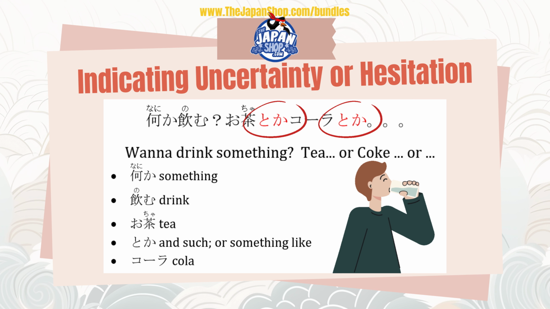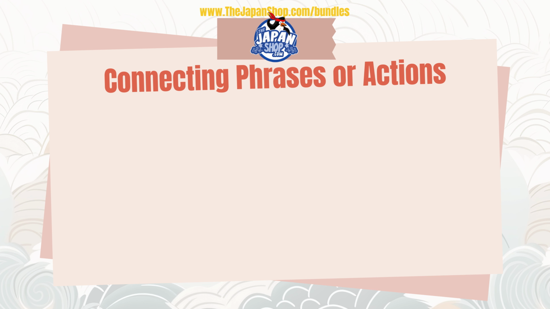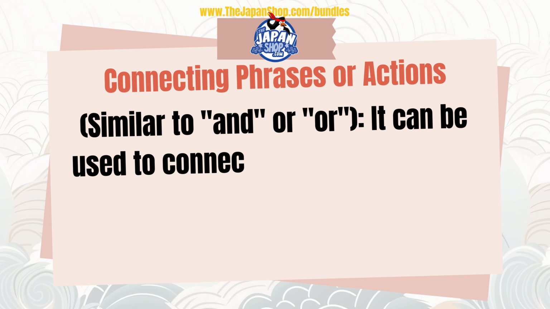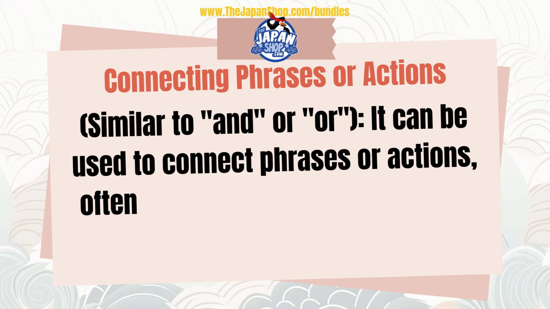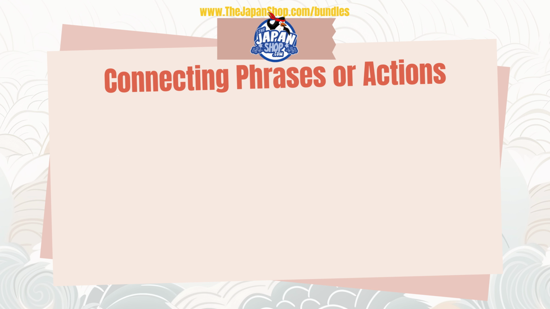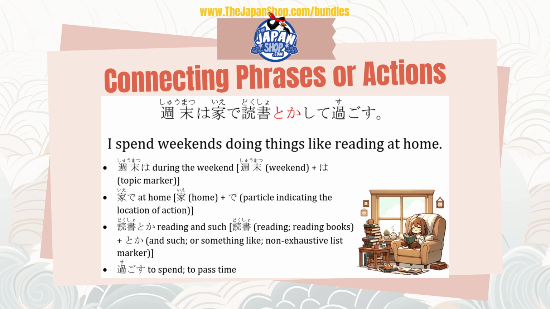Here the toka softens the suggestion, making it sound more casual and less direct. Connecting phrases or actions. Similar to and or. It can be used to connect phrases or actions, often implying a casual or informal tone. 週末は家で読書とかして過ごす I spend weekends doing things like reading at home.